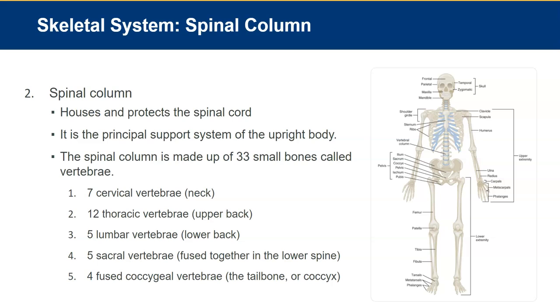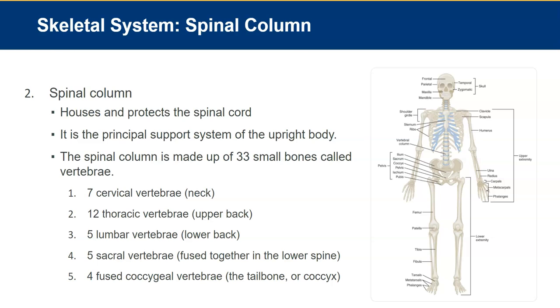The spinal column is the next major section to consider, and it has the job of protecting the spinal cord, and we have 33 vertebrae there, broken into regions: the cervical vertebrae of the neck, the thoracic vertebrae of the upper back, the lumbar region, and then we have fused vertebrae at the bottom, 5 in the sacrum and 4 in the coccyx.